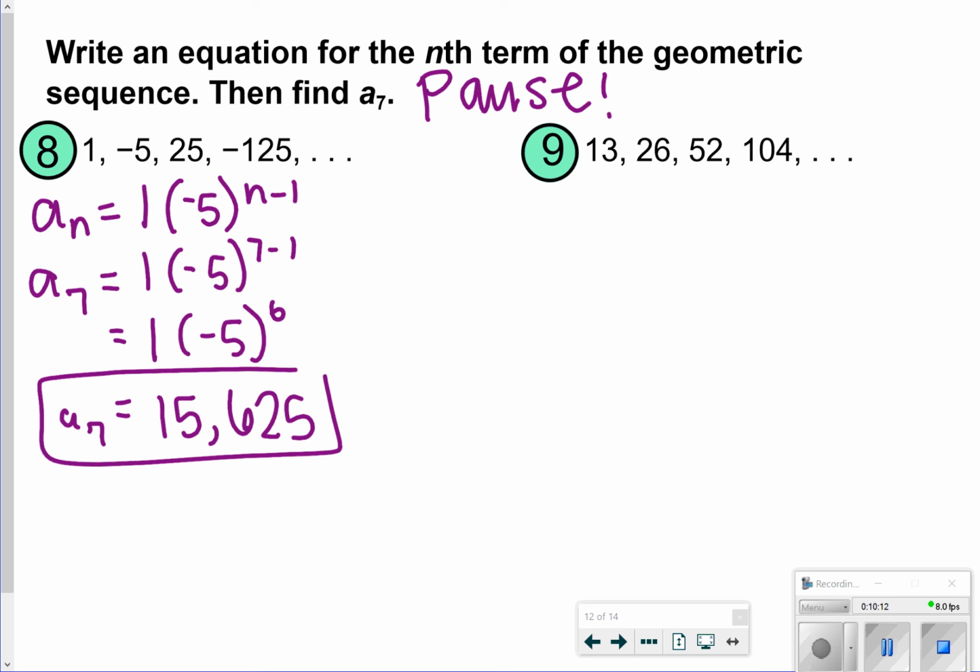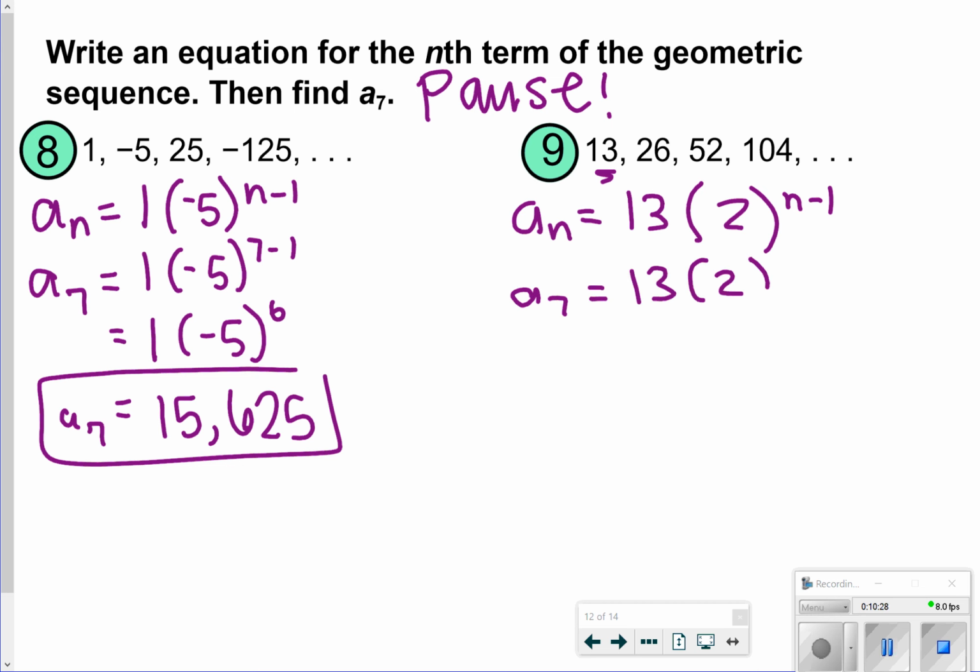For number 9, I'm going to set it up the same way. AN is equal to 13, my first number, and then my common ratio is 2, and then n minus 1. Now I'm ready to do A7, so 13 times 2 to the 7 minus 1, which would give me 13 times 2 to the 6th power. Again, you need to do 2 to the 6th power first, which is 64, and then 64 times 13 is 832.